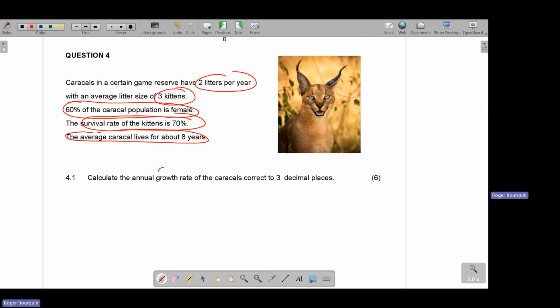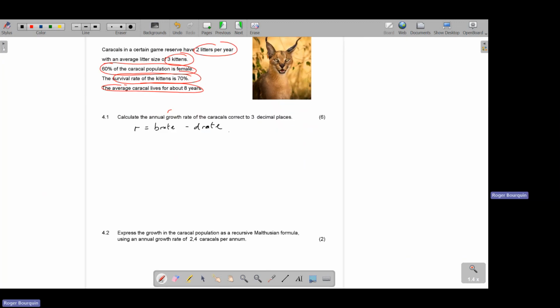So in the Malthusian model, intrinsic growth is equal to birth rate minus death rate. So to figure out the birth rate, it is equal to percentage females times by number of surviving offspring. Okay, so the percentage females, you can just use the percentage button on your calculator, is 60%.